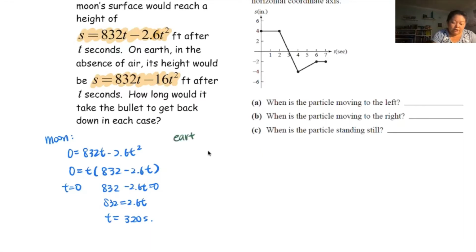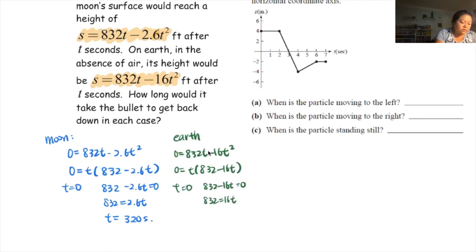All right, on Earth, we're going to use the other equation. 0 equals 832t minus 16t squared. Same as before, it's easier to just factor out the t: t times 832 minus 16t. So t equals 0. Again, that makes sense because initially when we fire the bullet, it's at 0. And then 832 minus 16t equals 0. 832 equals 16t. 832 divided by 16. It is going to take 52 seconds on Earth.